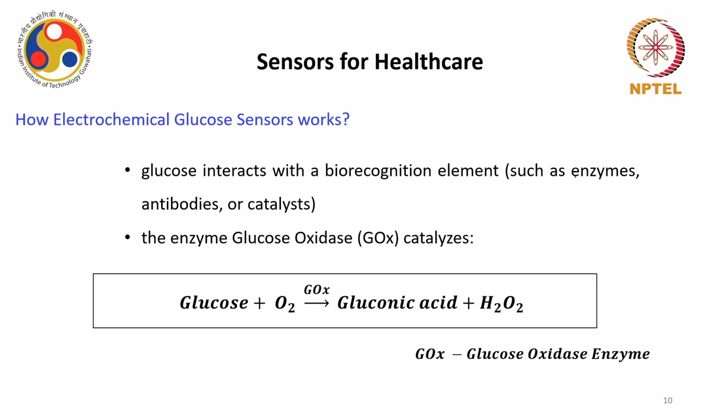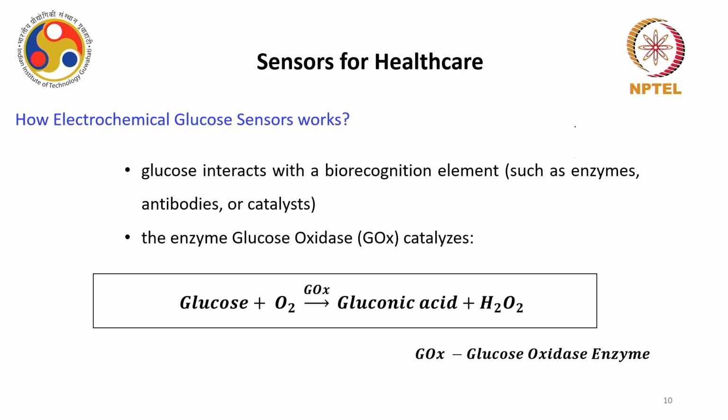sensors. Before we jump into the discussion on the electrodes, let us quickly see how this electrochemical glucose sensor works, because if we understand this, it will also help in understanding different generations of glucose sensors and how these glucose sensors have evolved. The glucose interacts with the biorecognition element. This biorecognition element can be a simple enzyme, or antibodies, or if it is free of enzymes and antibodies, it can simply be a catalyst.